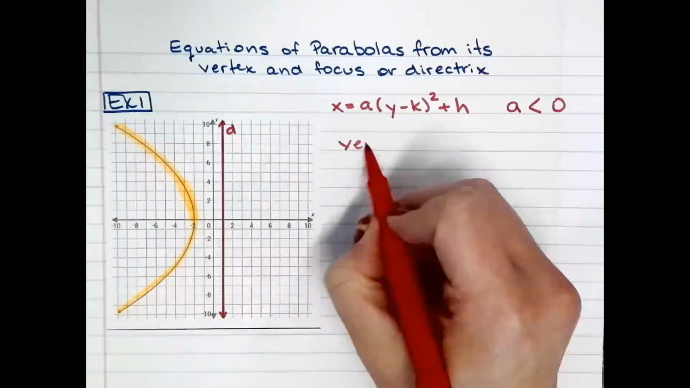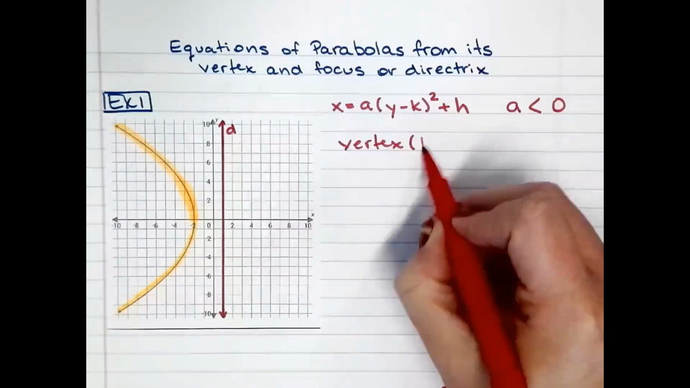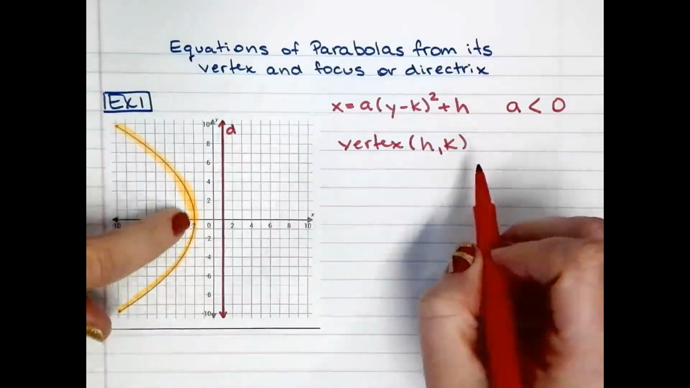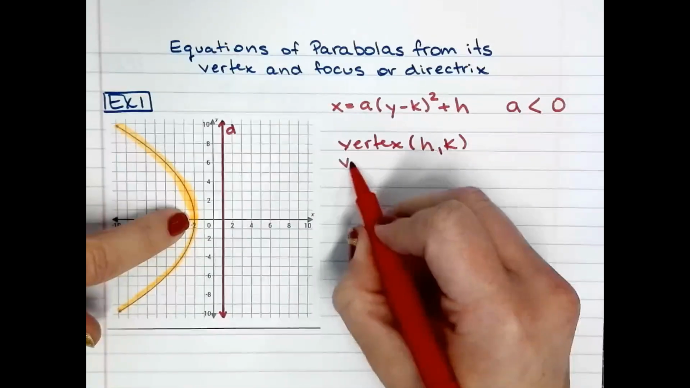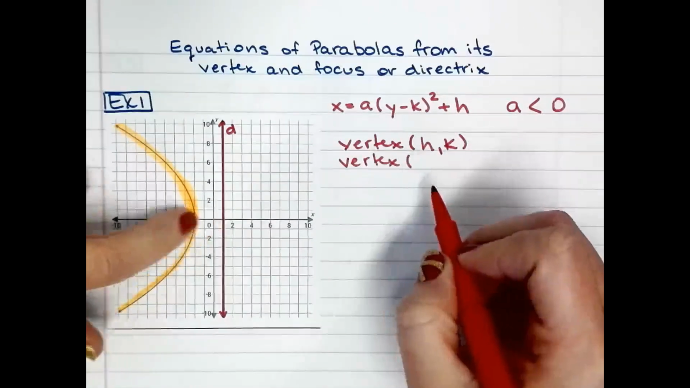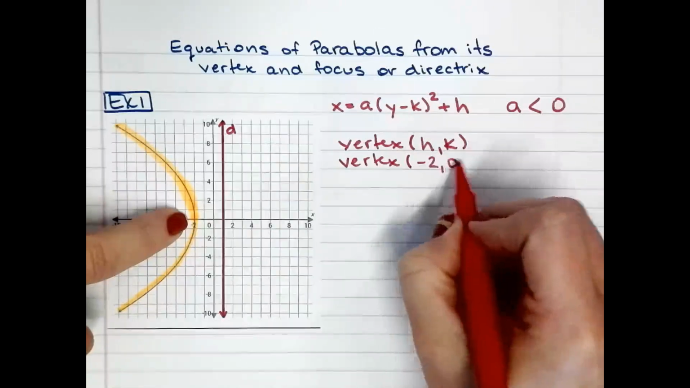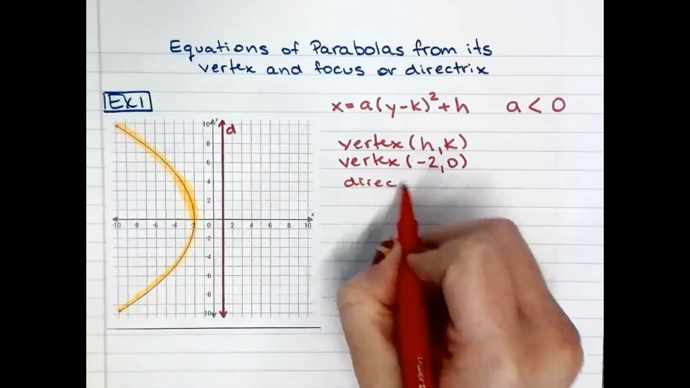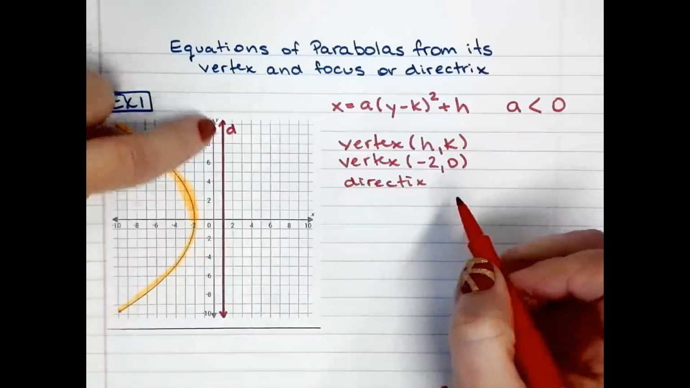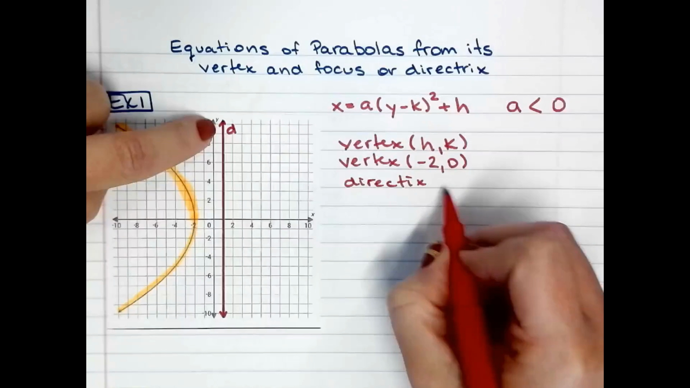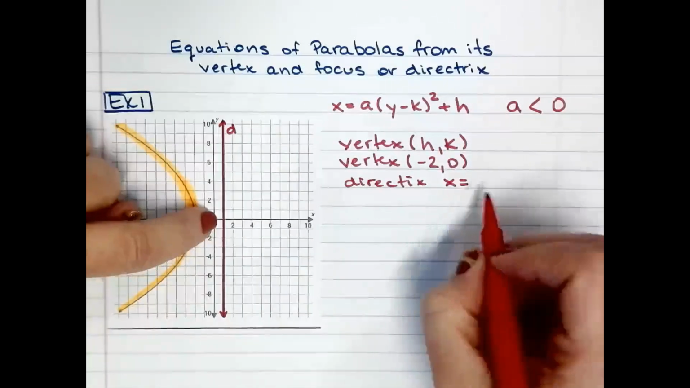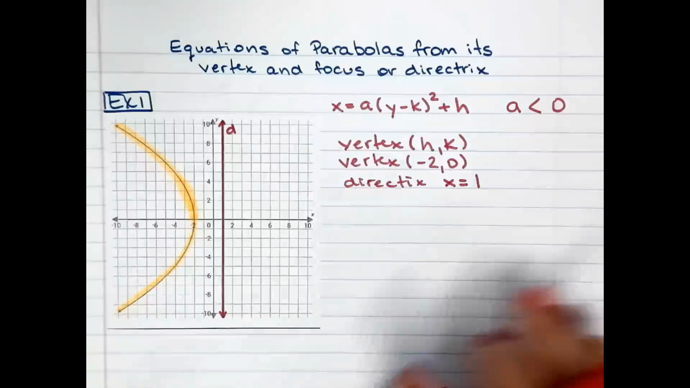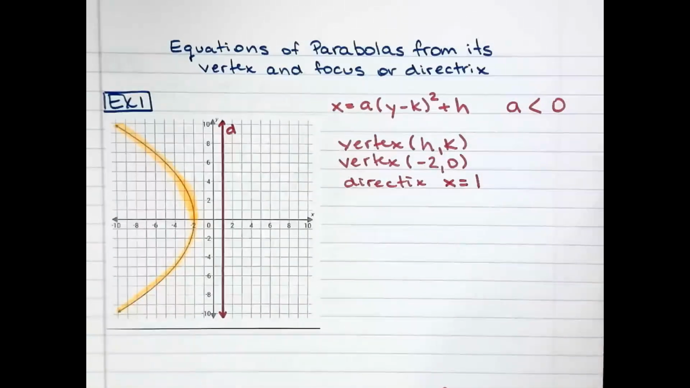Okay, vertex is h and k. The vertex is that point right there, so I have vertex, h is -2, k is 0. So directrix is this line right here. It's a vertical line, so it's x equals, going through 1. Why do I need all this? Well, in the end, we're going to need all this information to write the equation of this parabola.